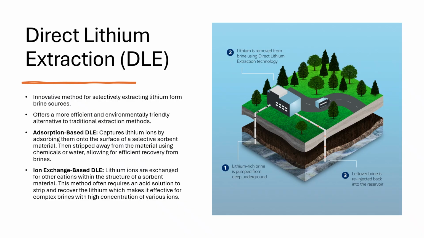The other type is ion exchange based DLE, in which the lithium ions are exchanged for other cations within the structure of the sorbent material. This method requires an acid solution to both recover and strip the lithium, which makes it effective for brines when they're complex and the concentrations of various ions are high. Solvent extraction would also be another key method of DLE.